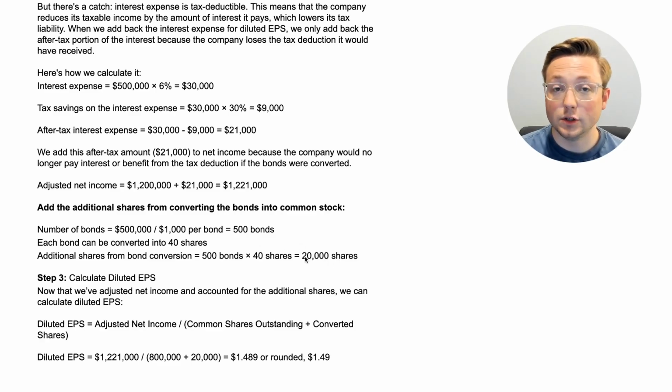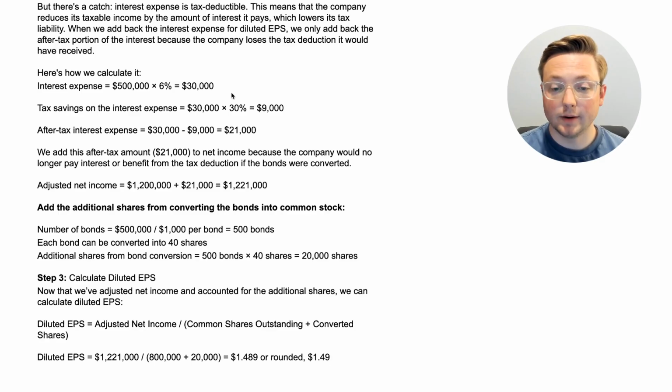So with this new amount of shares and this new net income, we go down here to using this new net income and taking the original 800,000 shares, adding the 20,000 shares from the bond conversion, and that gives us $1,221,000 divided by 820,000 shares, and that gives us a new EPS, or a diluted EPS, of $1.489, or really just $1.49 when you round it.